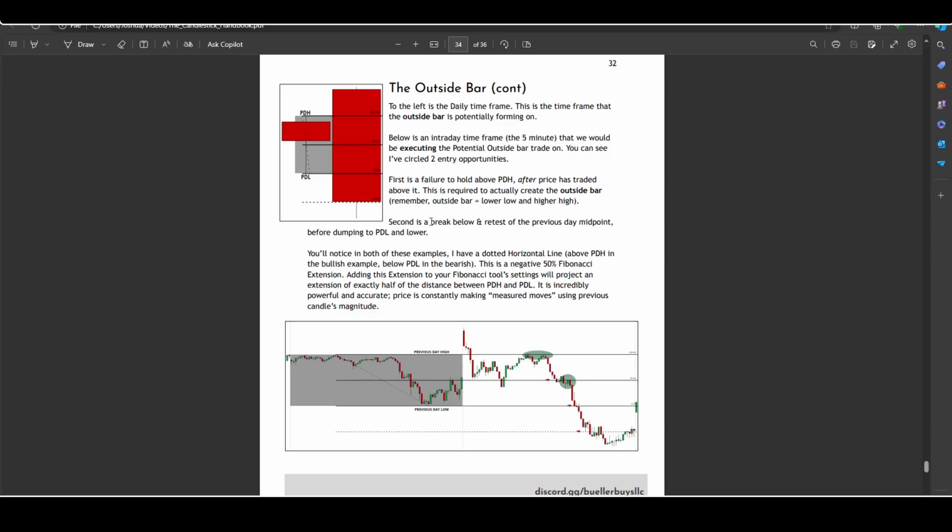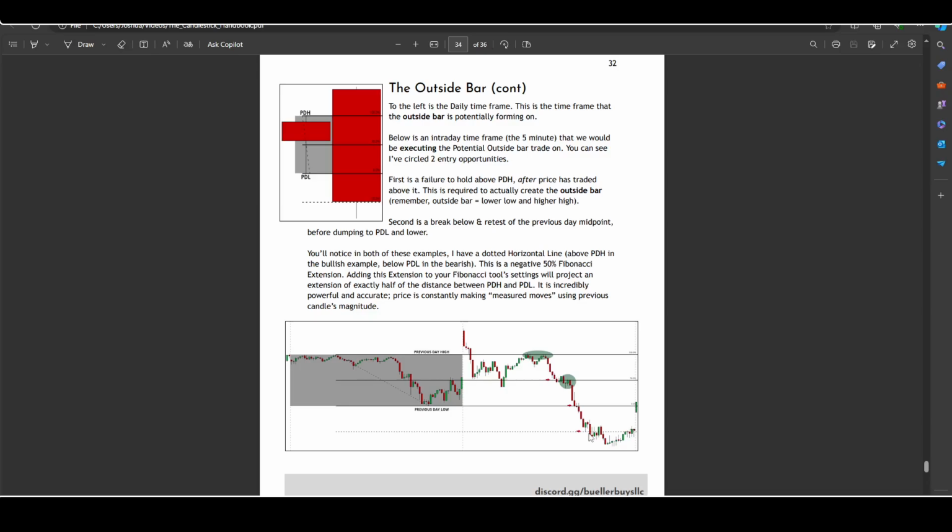Second is a break below and retest of the previous day midpoint before dumping to previous day low and lower. So we see that rejection here, working to the midpoint, another rejection, and then making it to the low, and not just hitting it, but making that new low. And this is where those exponential gains can possibly come from when you use these retests correctly against these good areas. So when you get an outside bar or potential outside bar, we get that higher open, you want to look for rejections of previous day high and the halfway point of that previous day.